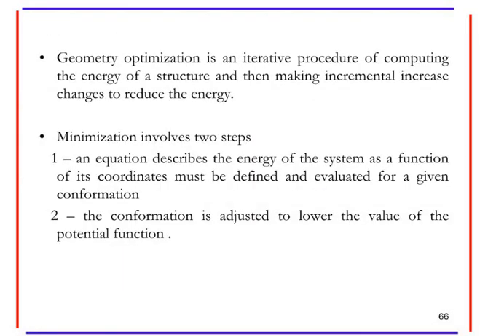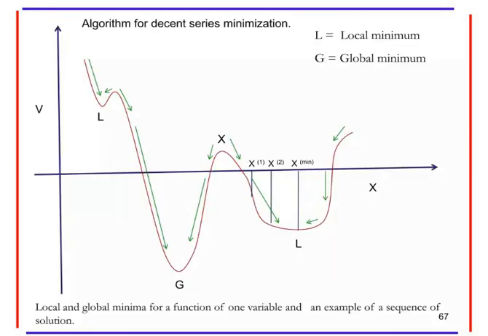Geometry optimization is an iterative procedure for computing the energy of a structure and then making incremental changes to reduce the energy. Minimization involves two steps. An equation describing the energy of the system as a function of its coordinates must be defined and evaluated for a given conformation. The conformation is then adjusted to lower the value of the potential energy. So you see the algorithm for descent series minimization, L local minima and G global minima.